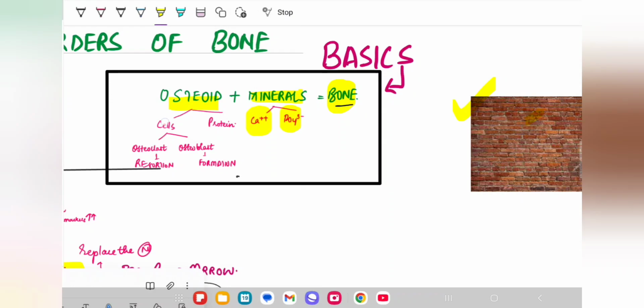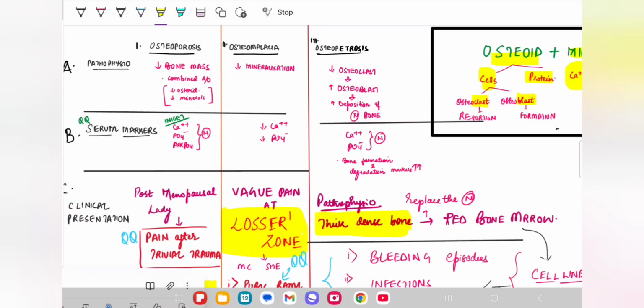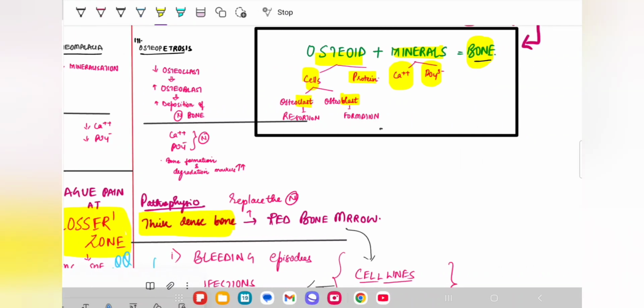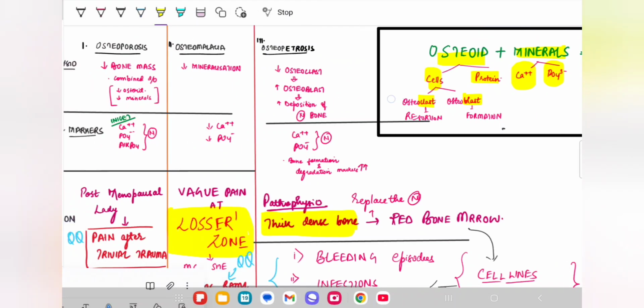Osteoid is further made up of cells and protein. The main important cells of the bone are osteoclast and osteoblast. Osteoclast function is resorption of the bone. Osteoblast is to form the new bone matrix. So mostly the disorders will be revolving around these two things, which are minerals and osteoid. Since we know that the defect in metabolic disorders of the bone can either be in the minerals or in the osteoid, let's see in which aspect these three disorders have got the defect.